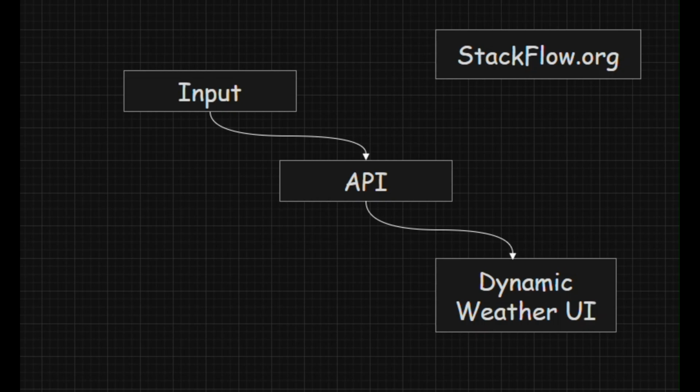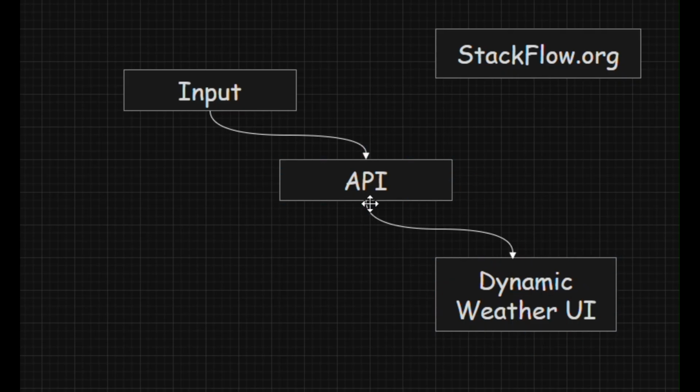Welcome to another exciting breakdown. Today we are dissecting the event flow of a dynamic weather app, right from input to the API to the dynamic weather UI. What we see as a result, from the user input to the result we see in the UI. We are going to dissect it step by step.